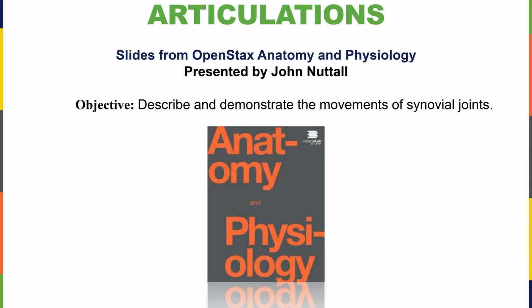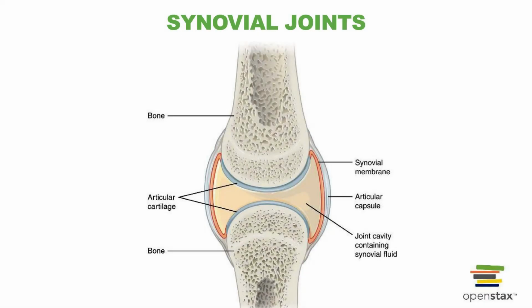In this video, you will learn about the various types of movements synovial joints enable. At the heart of every synovial joint is an intricate structure designed for smooth, efficient movement. These joints are surrounded by an articular capsule, which acts like a protective sleeve.